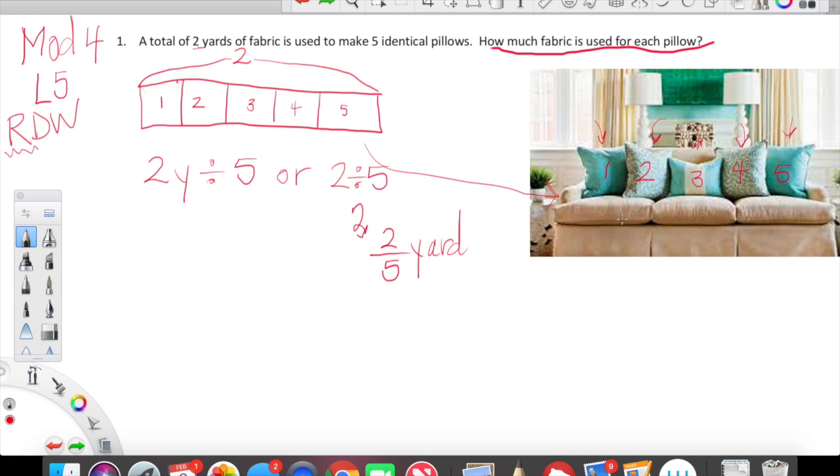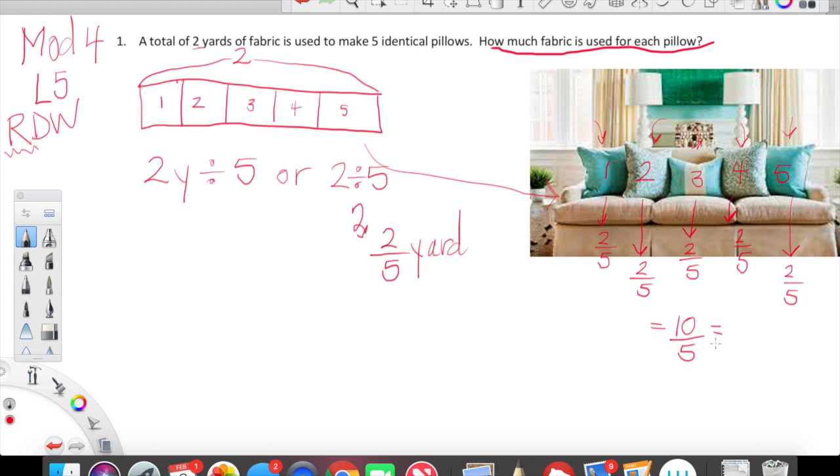So if we have 5 pillows and each of them is using 2/5 of a yard, let's make sure that actually adds up. So that means that we're going to have 5 pillows, each using 2/5 of a yard of fabric. So I'm just going to label that here on our gorgeous photo that I found from the internet. So how many copies of 2/5 do we have? Well, we have 1, 2, 3, 4, 5. How many fifths do we have total? Well, I have 2, 4, 6, 8, 10 fifths used across these 5 pillows.